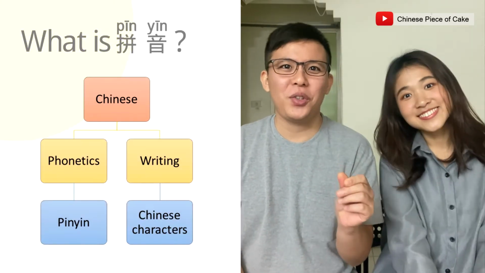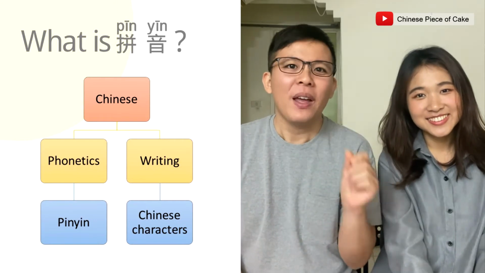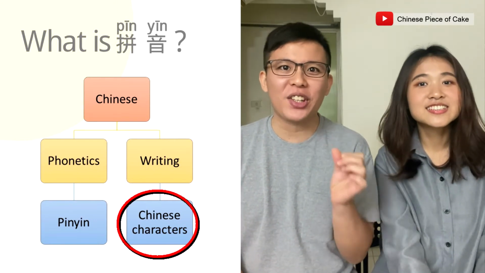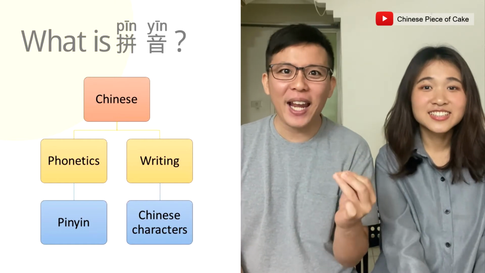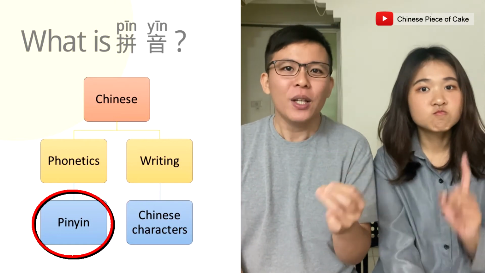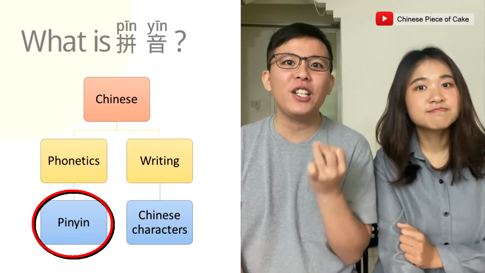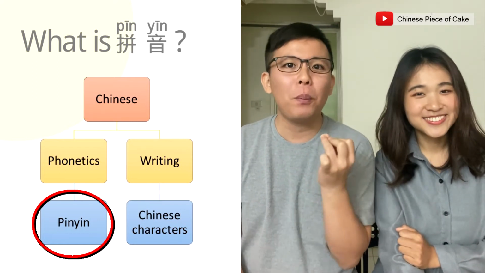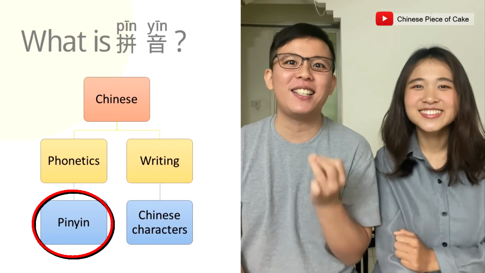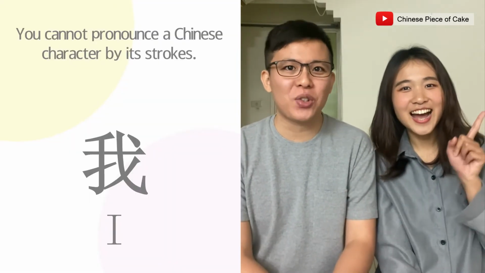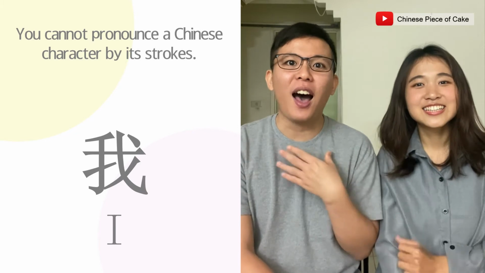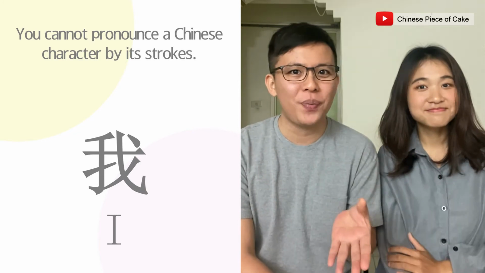In Chinese, when you want to write something, you will use Chinese characters. But when you want to speak Chinese, you have to use Pinyin to pronounce every Chinese character. So Pinyin is the phonetics in Chinese. Now there is a Chinese character on the screen, and it means I in English.